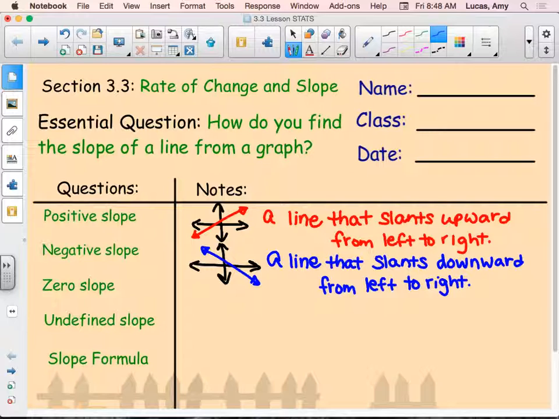The next two are easily confused. We've got a zero slope and an undefined slope. A slope of 0 means that there is no slope. Something that has no slope is flat. So horizontal. All horizontal lines have no slopes.